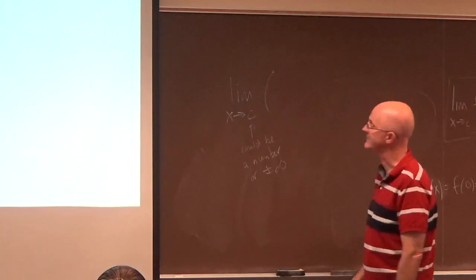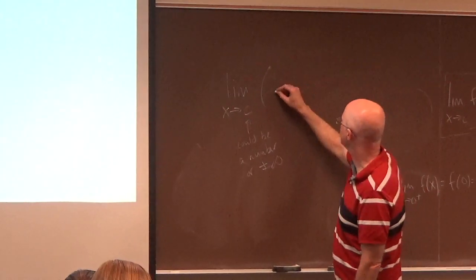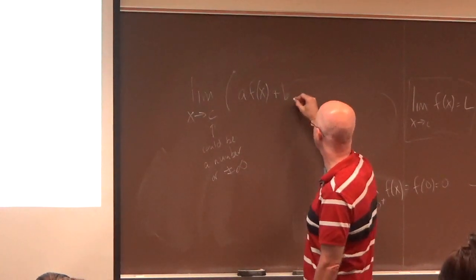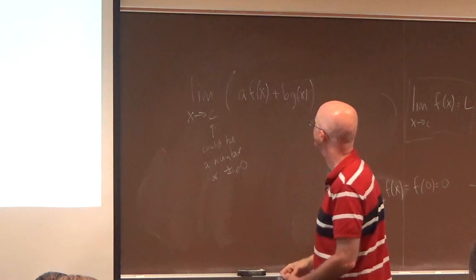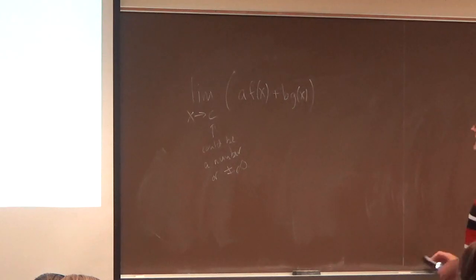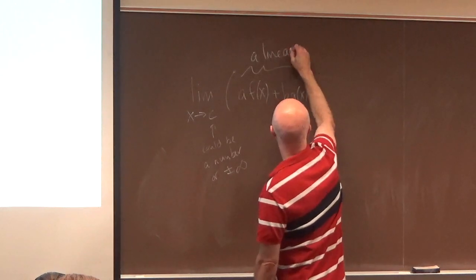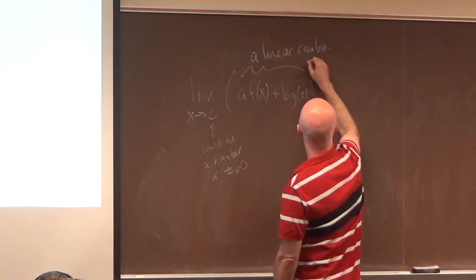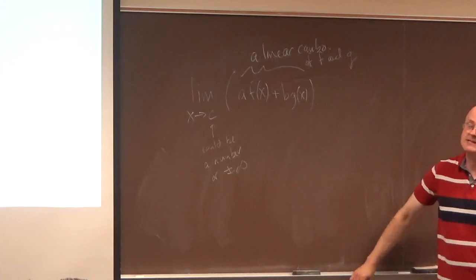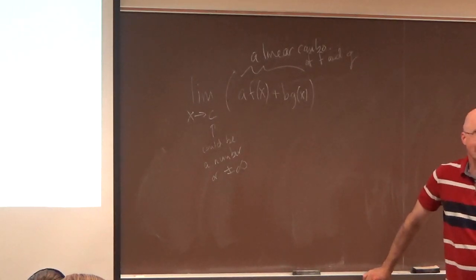What's a linear combination? We'll keep it to the simplest case. A combination of two functions. Some constant a times a function f of x plus some other constant b times another function g of x. That expression is called a linear combination of f and g. If a and b were 1, then it would be the sum of f and g. If a was 1 and b was negative 1, then it's really the difference, f minus g.